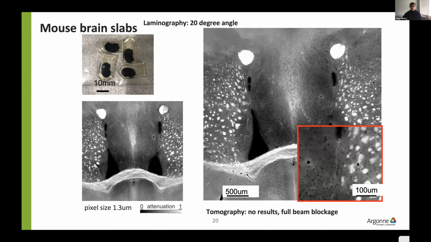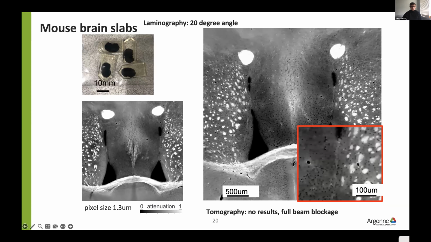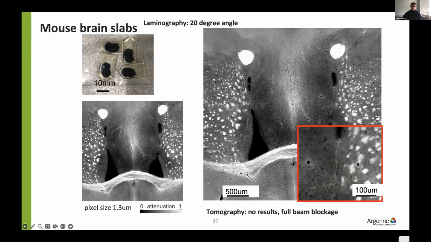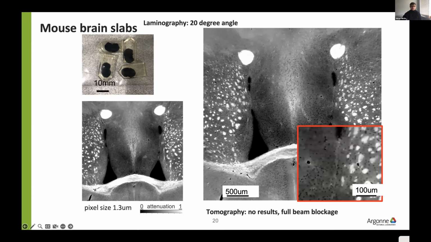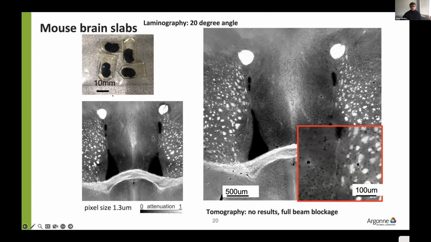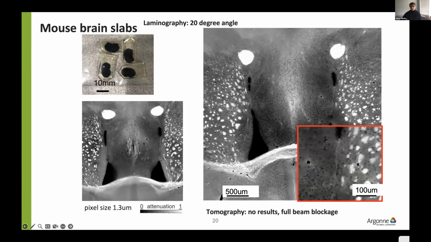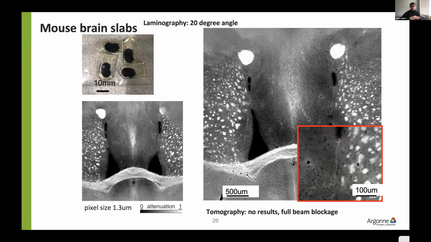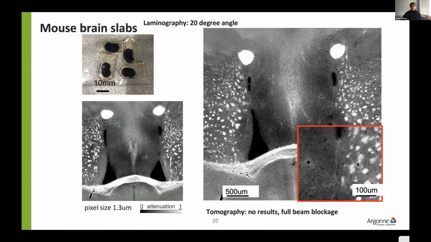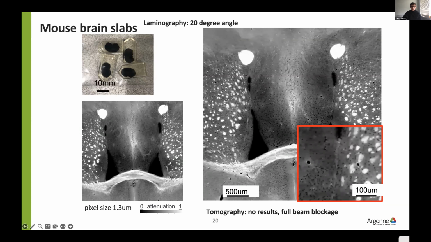I already showed you these mouse brain slabs. Here you see the slabs. They're about 1 centimeter in diameter, and the thickness is about 1 millimeter. For tomography, you can't get any good results because these slabs really fully block the beam. The only way to scan the sample is by using laminography. And these are the results here.